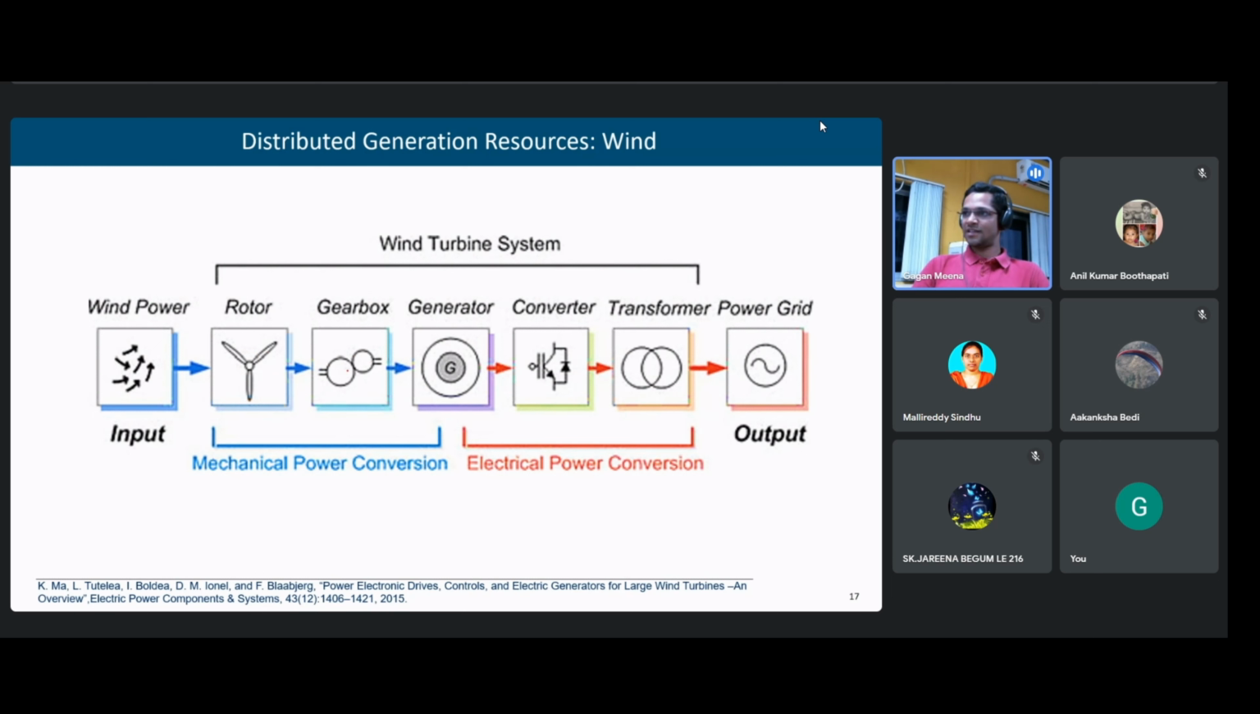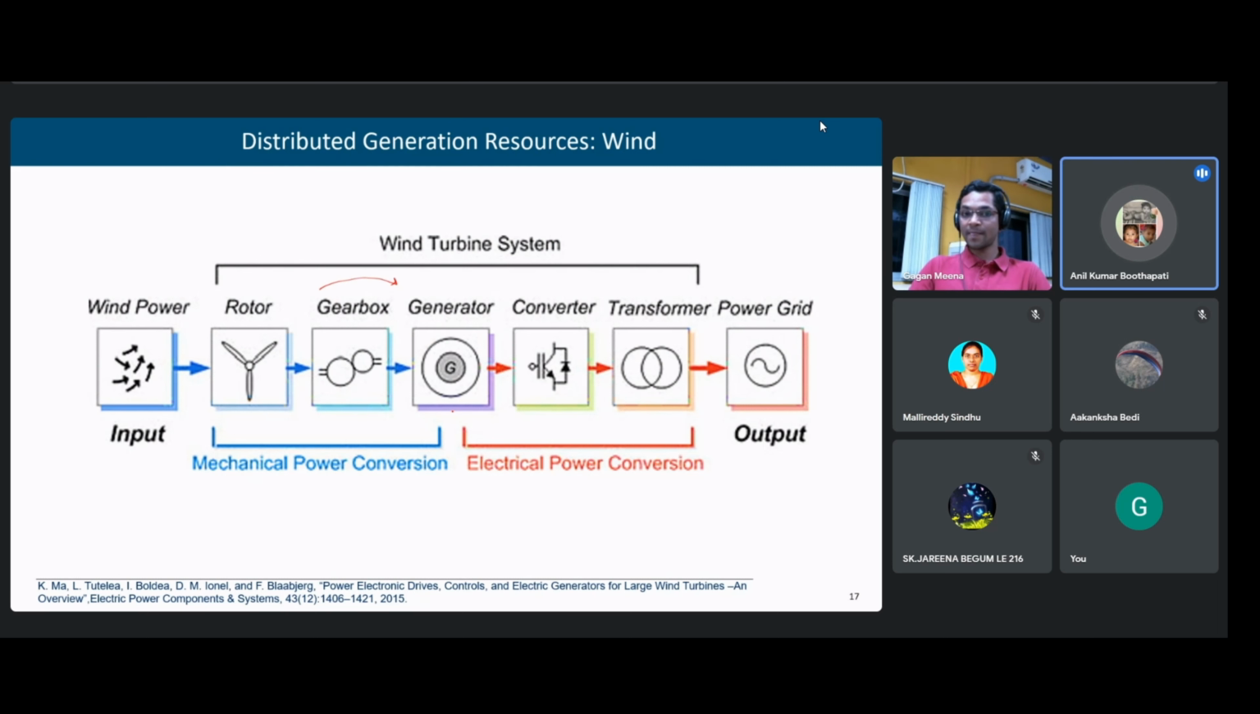Then there is a gearbox. So why do we need a gearbox? Anyone? To increase the speed, because the speed of the rotor is very low. But for the generator, if we need 50 hertz, then we need high RPM. So the gearbox will increase the speed to what is adequate for the generator.